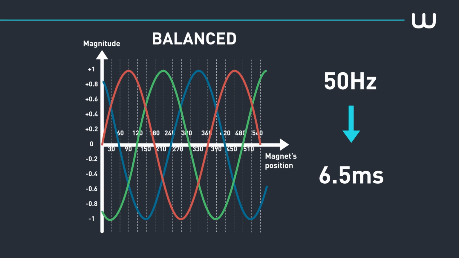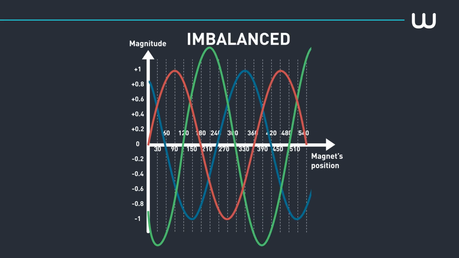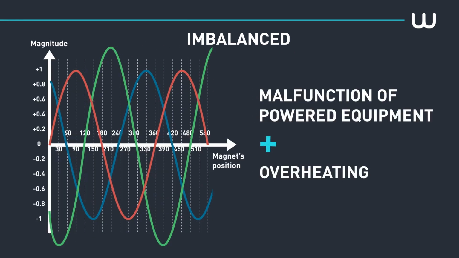In reality, the system can become imbalanced. Most of the time, this imbalance is reflected by one of the signals having a greater magnitude than the other 2. The malfunction of powered equipment can be observed, as can overheating in some part of the electricity network.